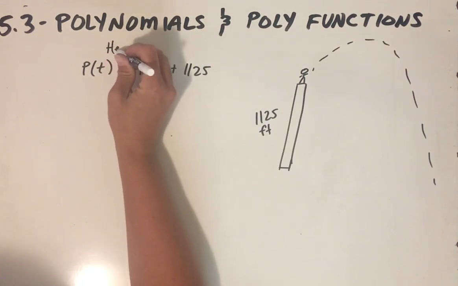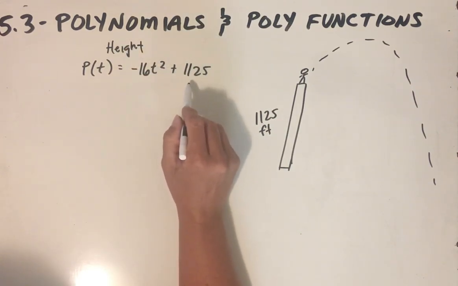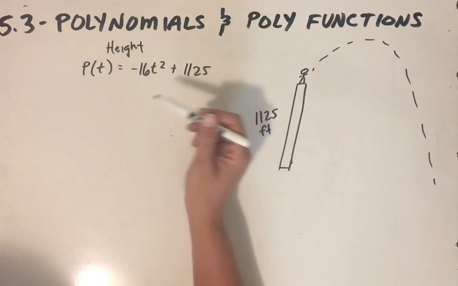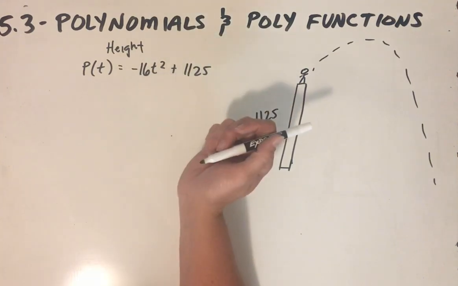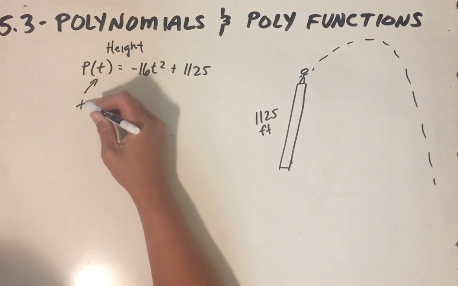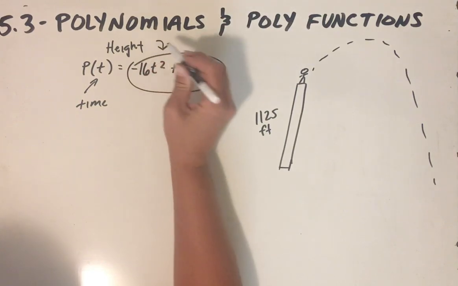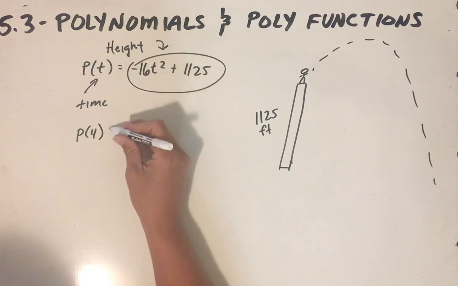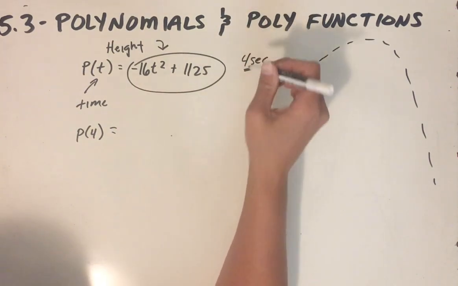Okay, so this is a function that will tell you the height of an object when your initial height is 1125 feet and you're chucking this object. And we want to know after 4 seconds. Well, where does 4 go? What does that mean? Well, after 4 seconds, since t stands for time, and all of this is going to tell me the height. So we want to know after 4 seconds. So what is the p of 4 is what this is asking.